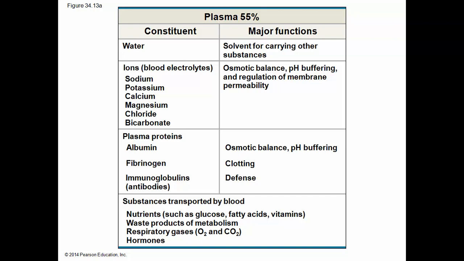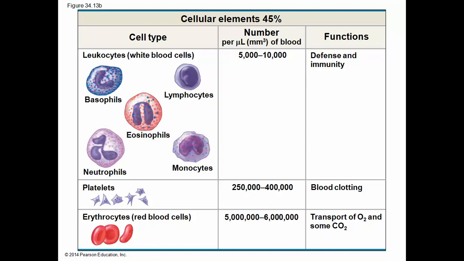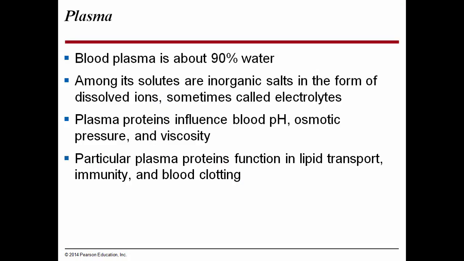Okay, this information is on page 695 in your textbook. Blood plasma is about 90% water. Along with its solutes are inorganic salts in the form of dissolved ions, sometimes called electrolytes. Plasma proteins influence blood pH, osmotic pressure, and viscosity. Particular plasma proteins function in lipid transport, immunity, and blood clotting.